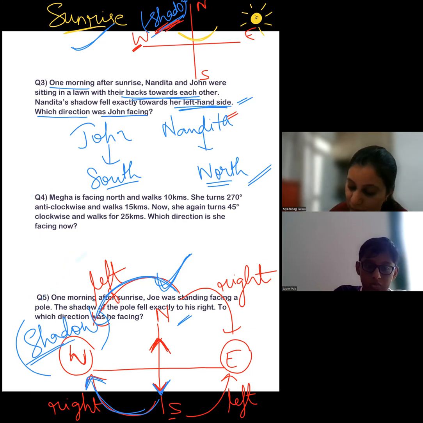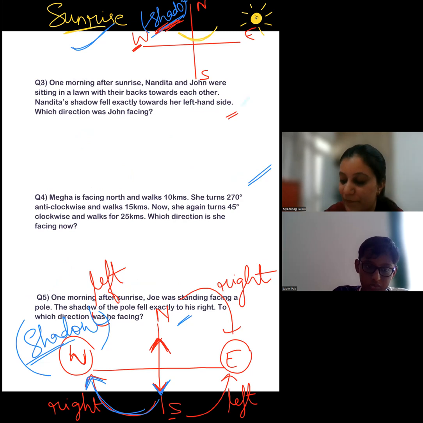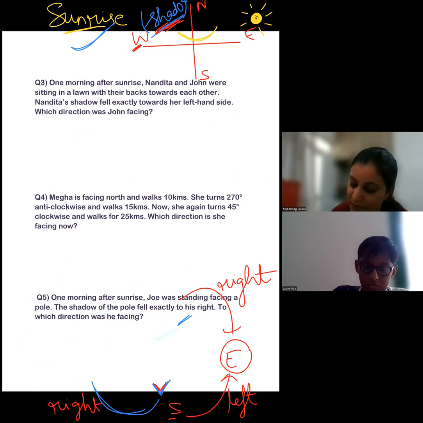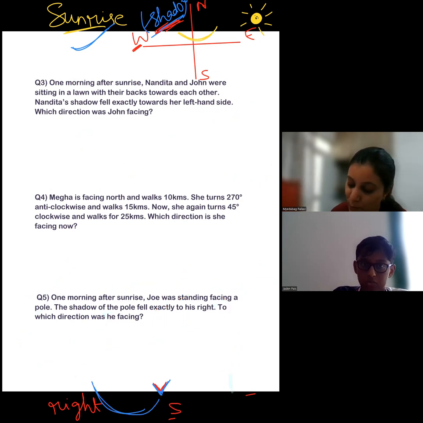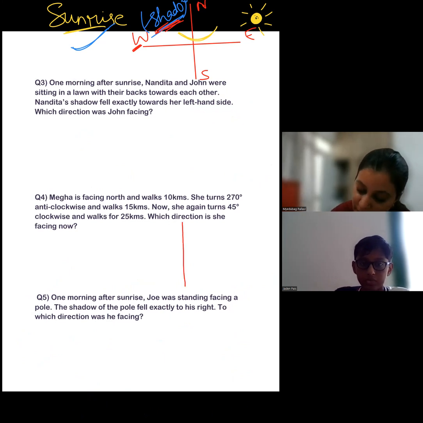Let's see now. Question number 4 says Megha is facing north. Okay, not question number 4, sorry. This we have already done. Question number 5 we have to do. One morning after sunrise, Joe was facing a pole. The shadow of the pole fell exactly to his right. To which direction was he facing? Would you like to try this? Yes, ma'am. Let's try it first.